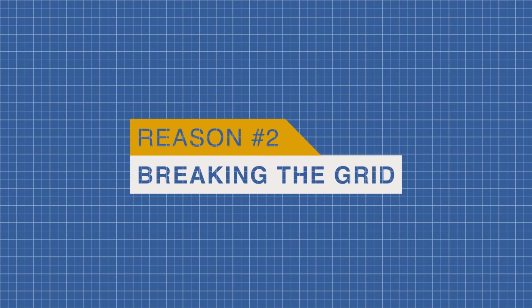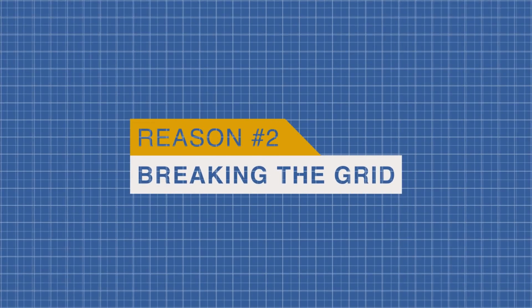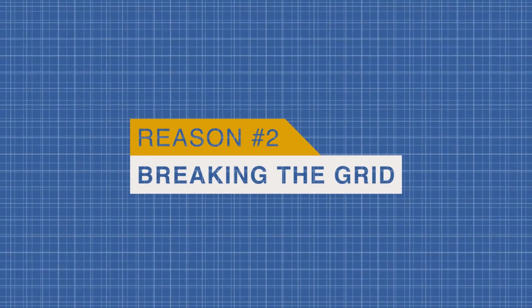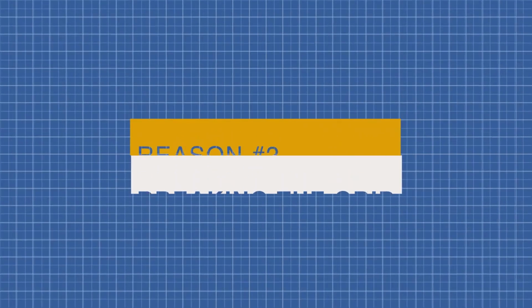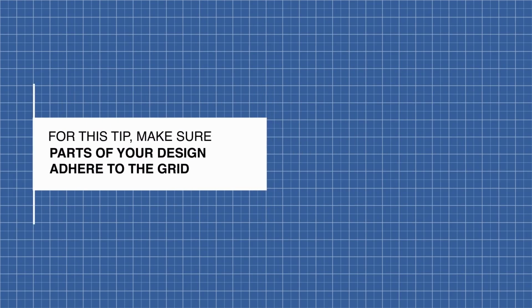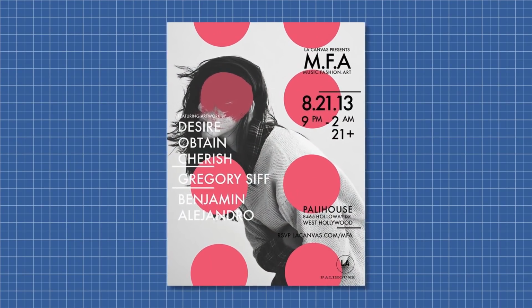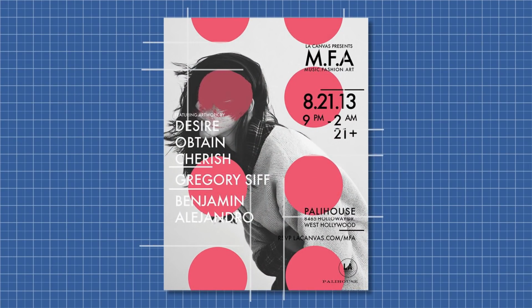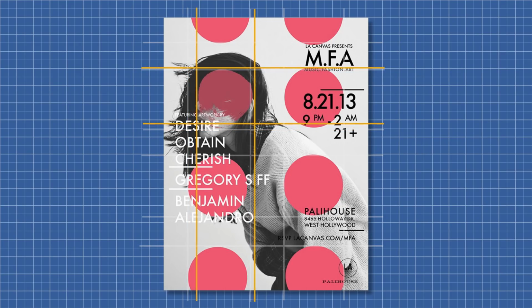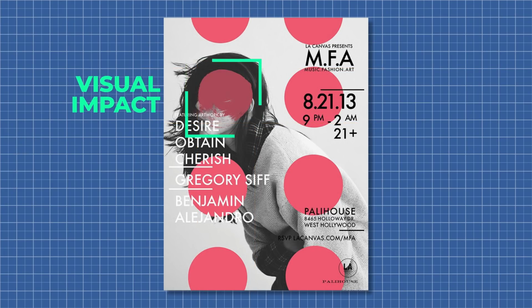The next somewhat hidden reason why grids are so useful as a graphic designer is that they can cause some great impact by totally neglecting the grid. Okay, not totally, but for this tip, do make sure parts of your design adhere to the grids. So maybe a few boxes of typography and some imagery that fall in line with the grid columns and rows, but then have a design element that totally breaks the rule. This will create some contrast and visual impact, which is always good for grabbing the attention of your viewer.